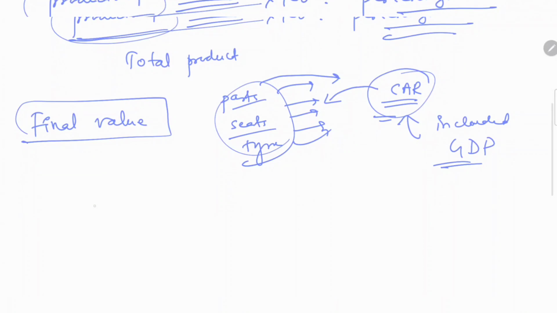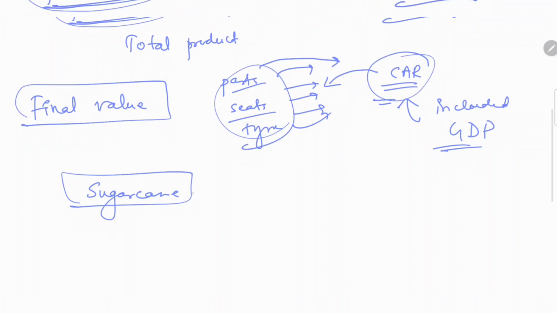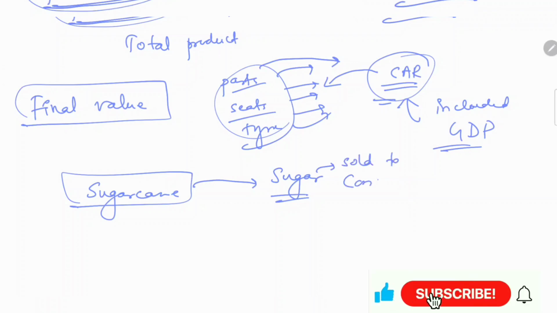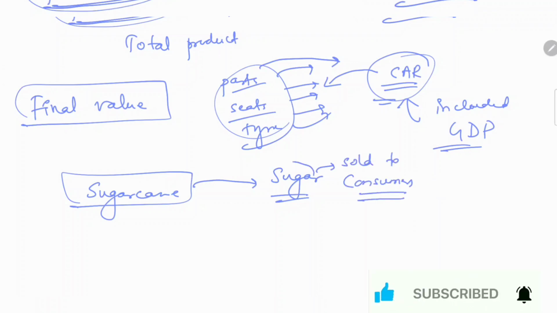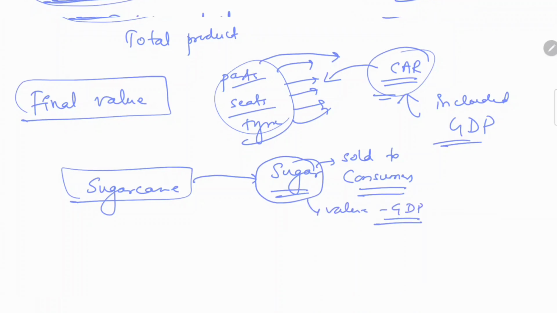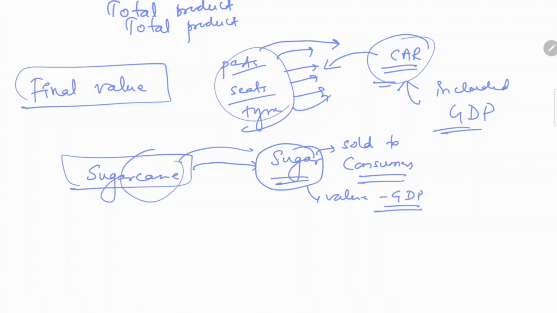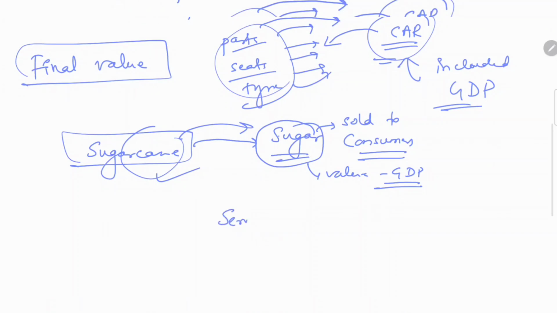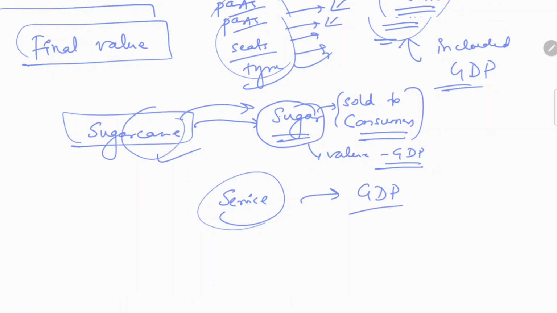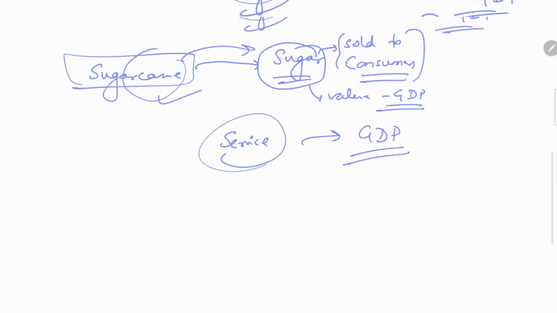Let's take another example. Here is a sugarcane which is produced in a farm. This sugarcane will be processed and converted to sugar, and the sugar is the one which will finally be sold to the consumers. So this final product value will be included in the GDP, gross domestic product, not the intermediate one, because the final value also includes the sugarcane's price. So whatever product, or even service, is finally sold to the consumers will be included in the GDP.